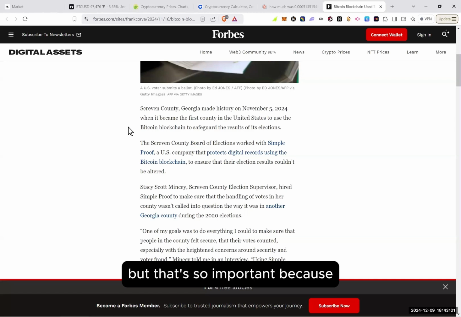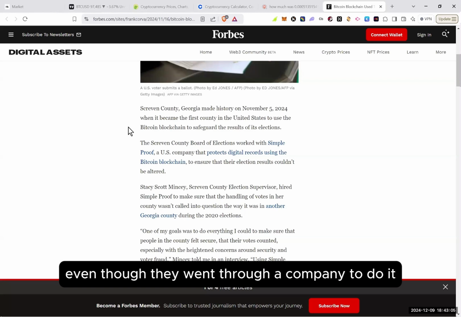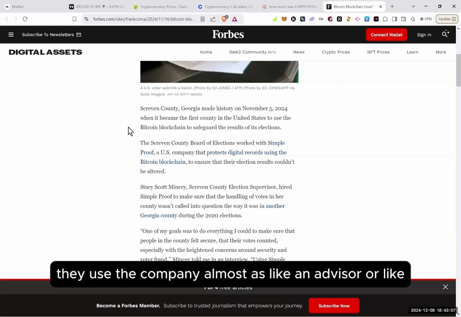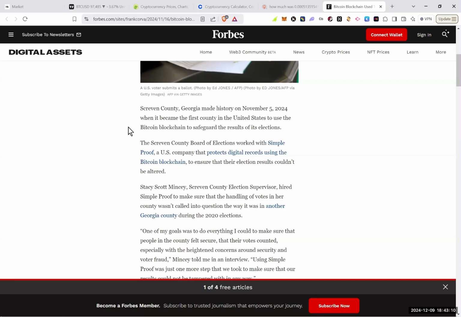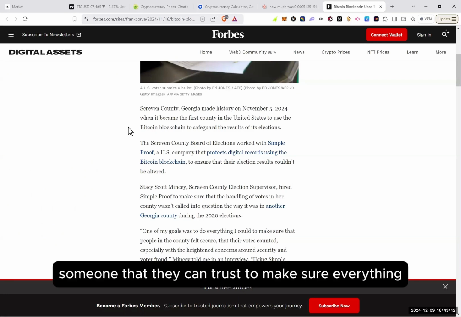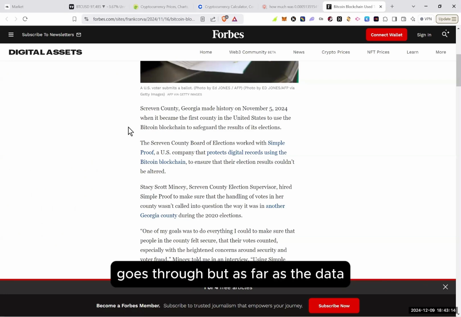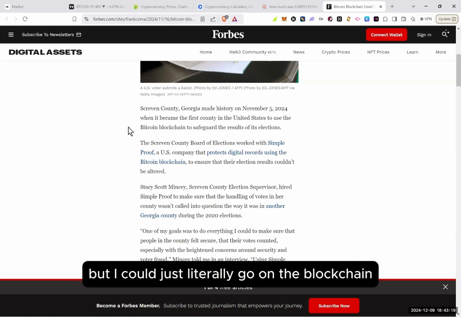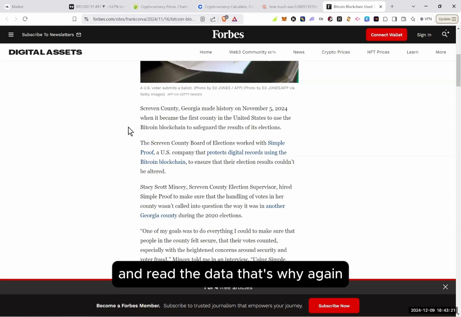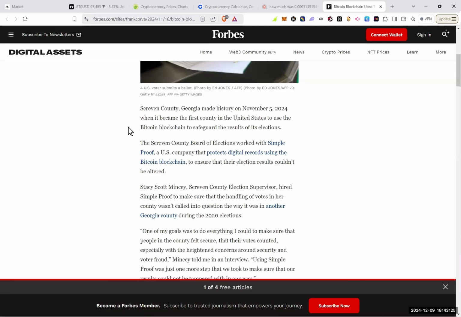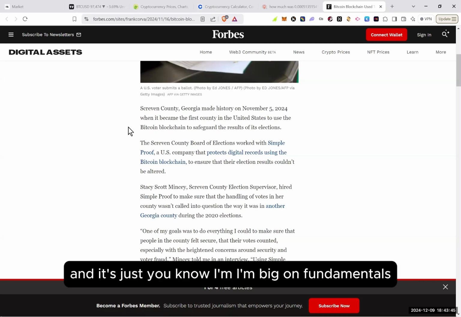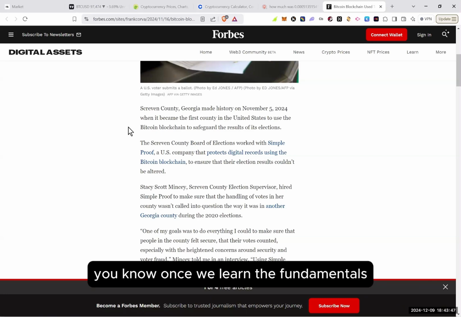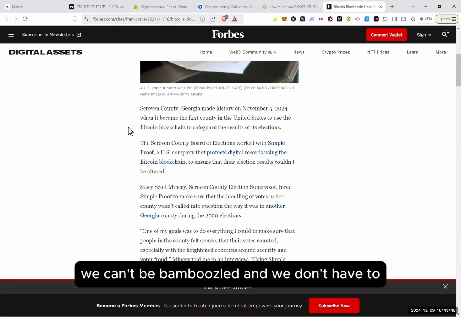Y'all can check that out later, but that's so important because even though they went through a company to do it, they used the company almost like an advisor, someone they can trust to make sure everything goes through. But as far as the data, all the data was handled through the blockchain. They could tell me whatever, but I could just literally go on the blockchain and read the data. That's why, again, I don't go by what the news tells me, because they also tried to tell me. I'm big on fundamentals. Once we learn the fundamentals, we can't be bamboozled.